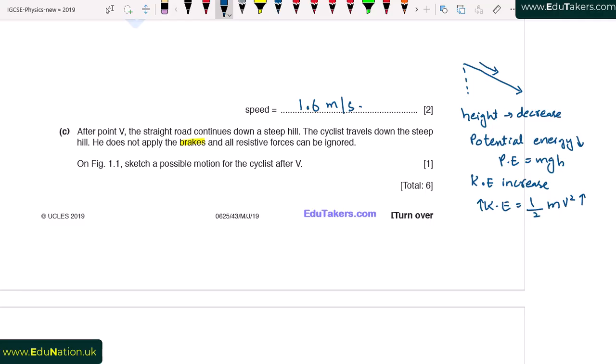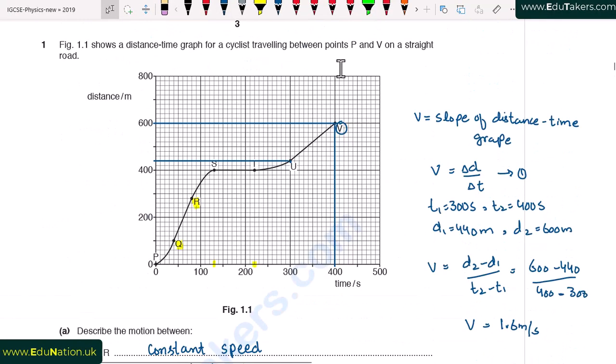when it leaves point V and he moves across a steep hill, then he accelerates, or his acceleration goes on increasing. So when acceleration increases, the curve will be just like this. It shows that the cyclist is accelerating.